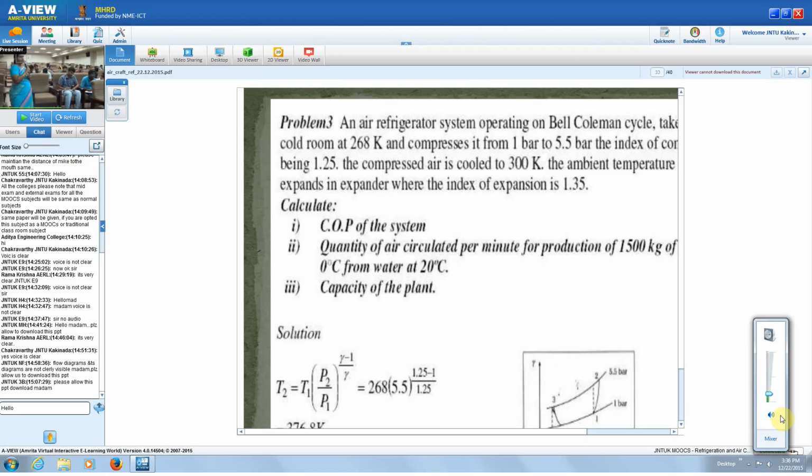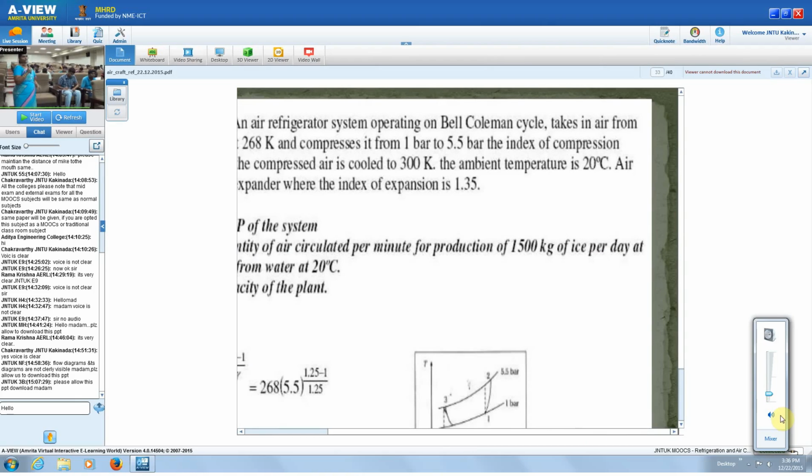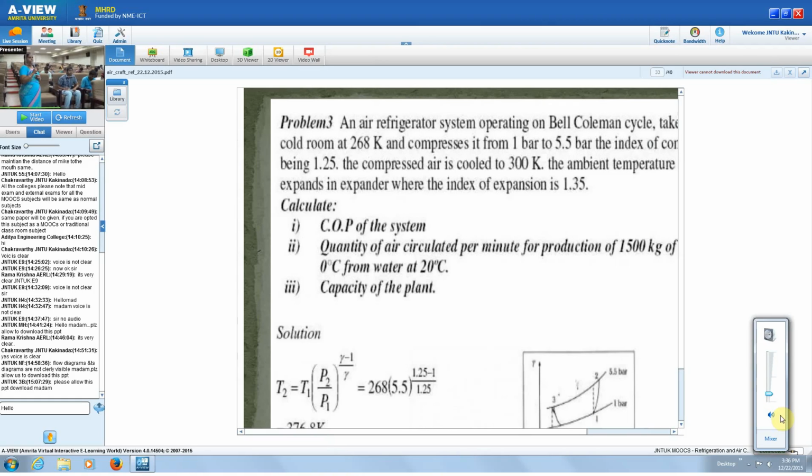So you have to calculate COP of the system, quantity of air circulated per minute for production of 1500 kgs of ice per day at 0 degrees centigrade from water at 20 degrees centigrade. And the third is capacity of the plant.